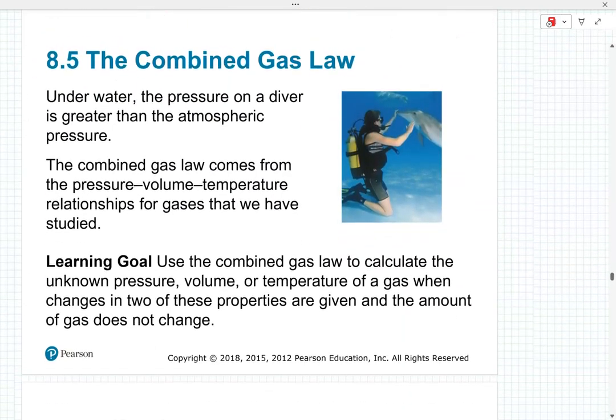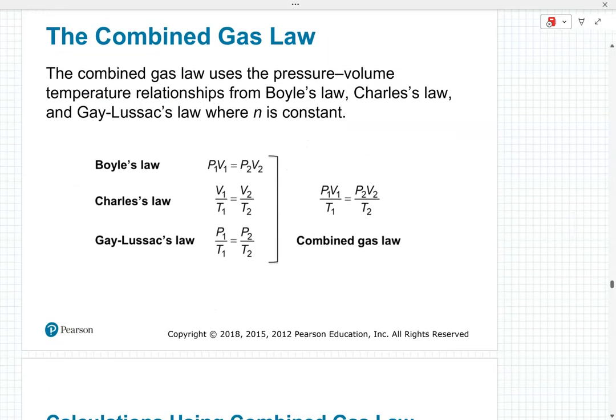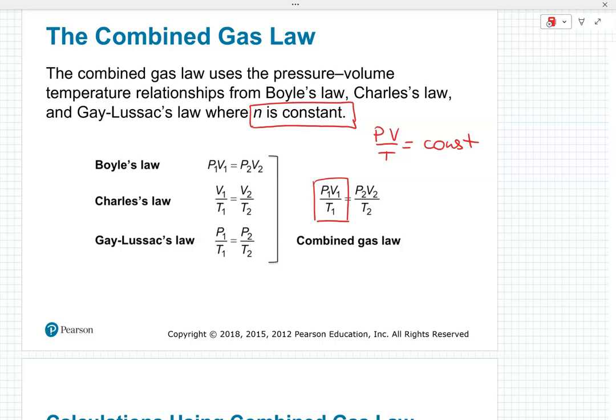And the combined gas law, it's fairly simple. When you combine Boyle's, Charles's, and Gay-Lussac's laws, you can say that when n, the amount of gas, is constant, the product of P and V divided by T is the same. Okay, now, hear me out. What this law is intended to do is to provide a way to calculate the parameters in conditions where more than one of them can change.